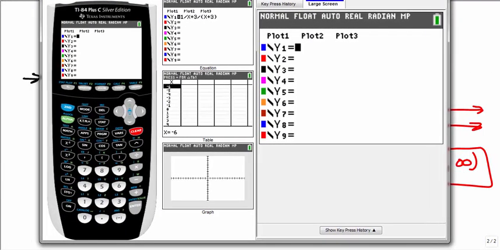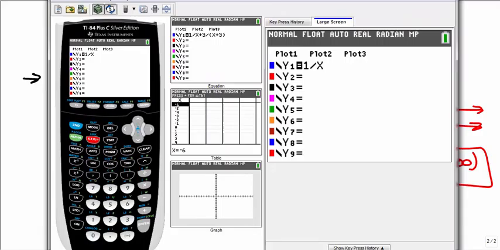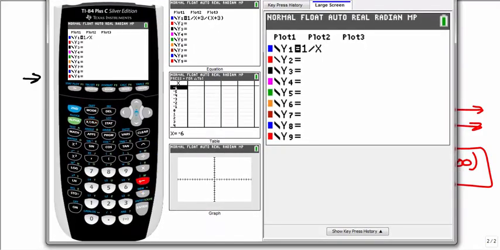So I have 1 over x, so I have 1 divided by x, and then what was the rest? Minus 4 over x plus 2. Now when we divide by x plus 2, you need to make sure this is in parentheses. The entire denominator needs to be in parentheses. And let's go ahead and hit graph.